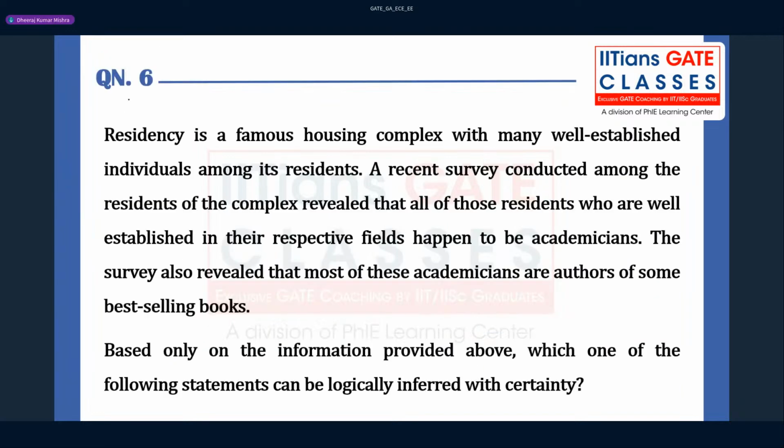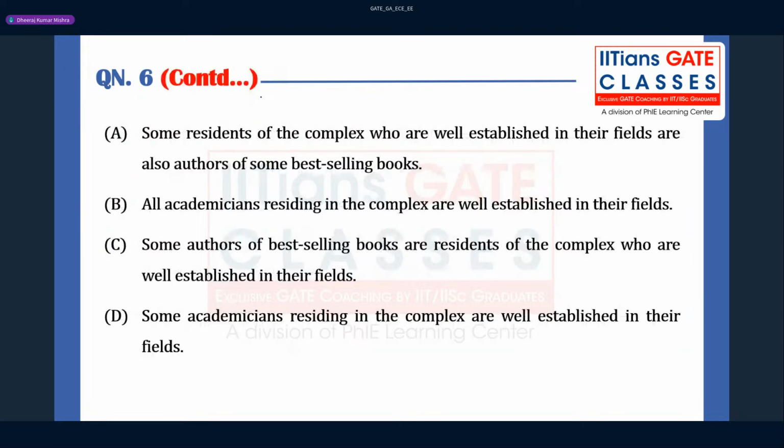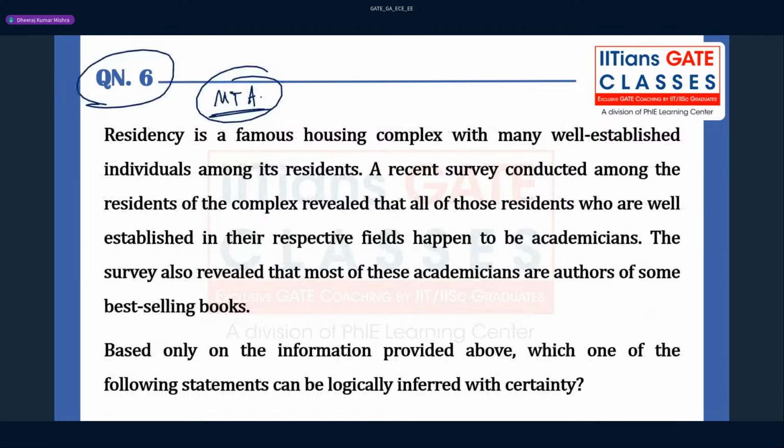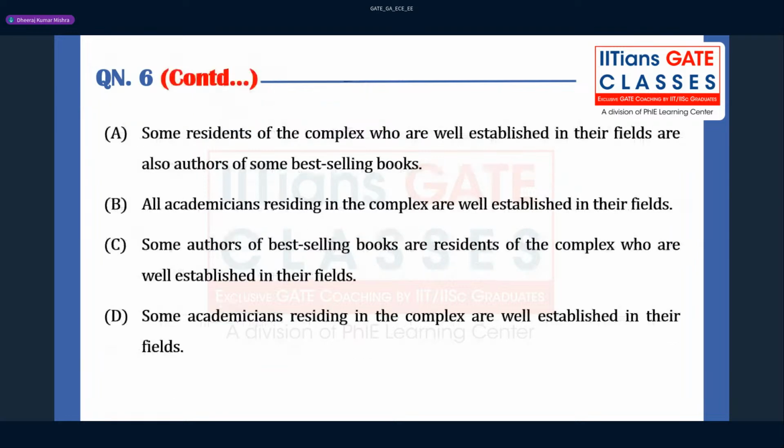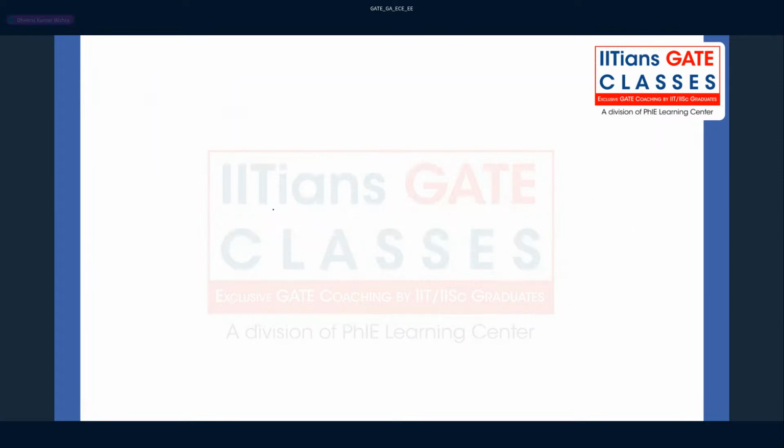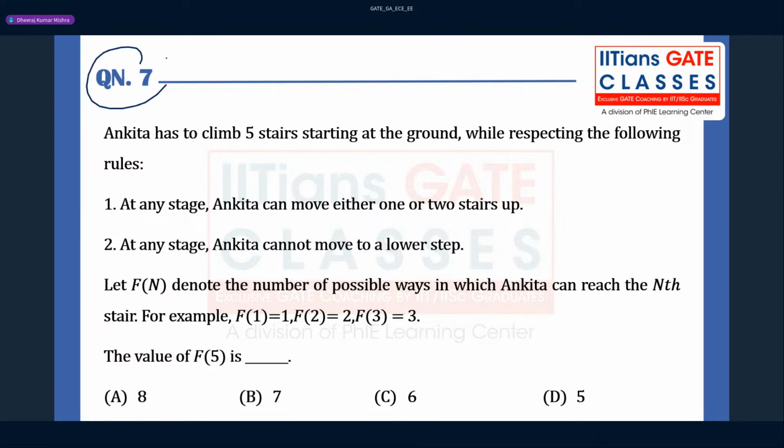Now this question is question number 6. In this question, if you look at the official answer key, they have given MTA, so we will not discuss this question, because everybody got 2 marks since some sort of error is there. So we will not solve this question. I'm just telling you, because if you read it, you might go for some options. So let us go for question number 7 directly.